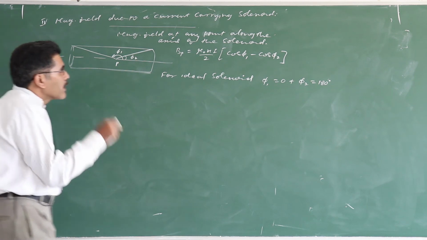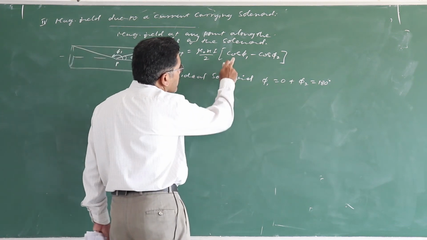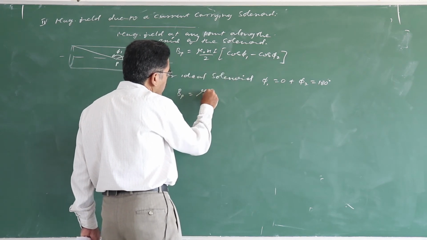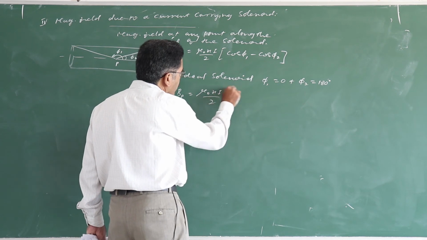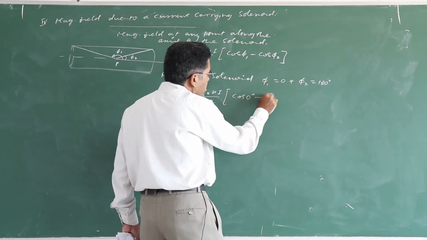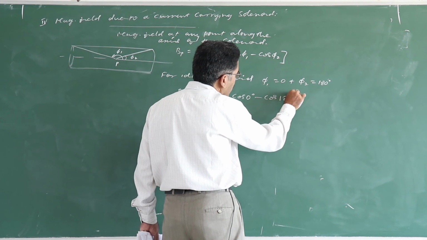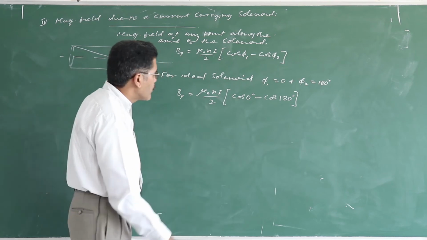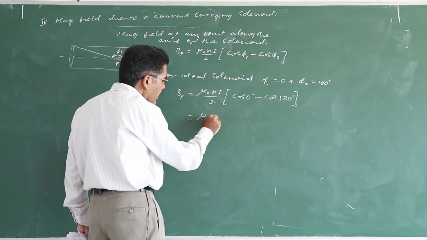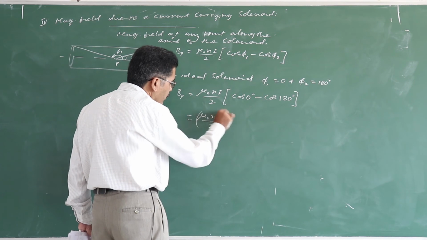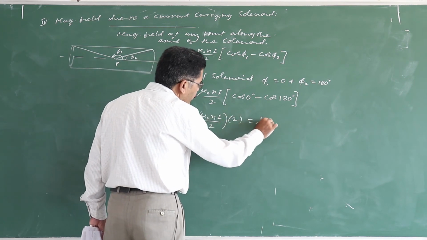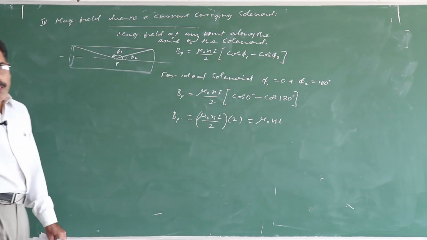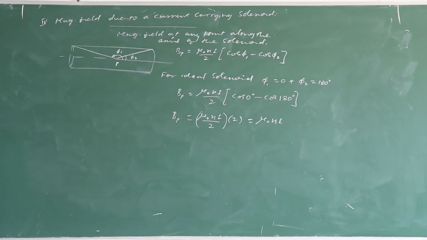In such a case, B is mu naught nI by 2 into (cos 0 minus cos 180). Cos 180 is minus 1, cos 0 is 1. Therefore 1 minus of minus 1 is 2. So you will get mu naught nI divided by 2 multiplied by 2, which is mu naught nI. We arrive at the same result that we obtained using Ampere circuital law.